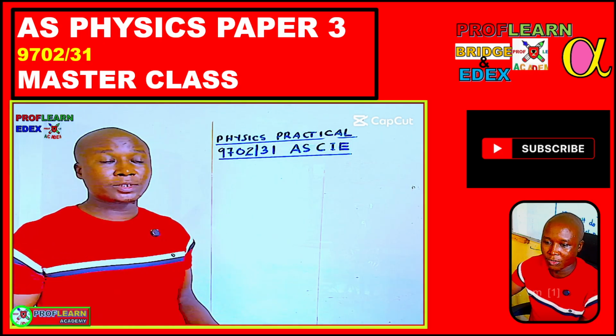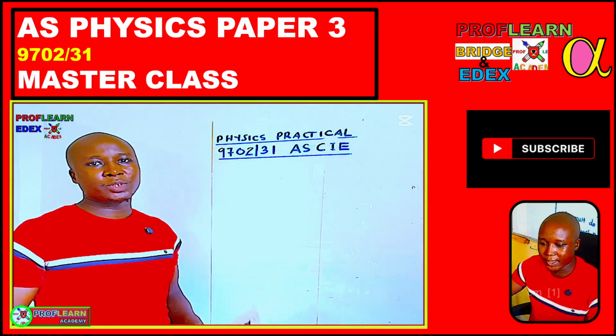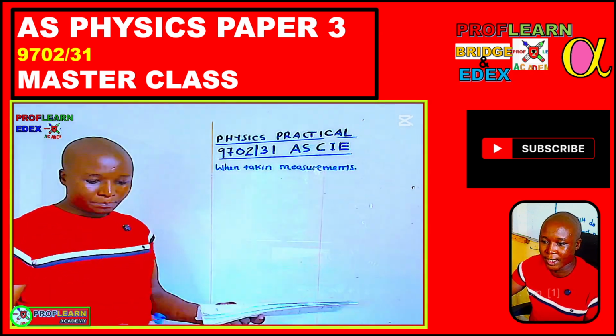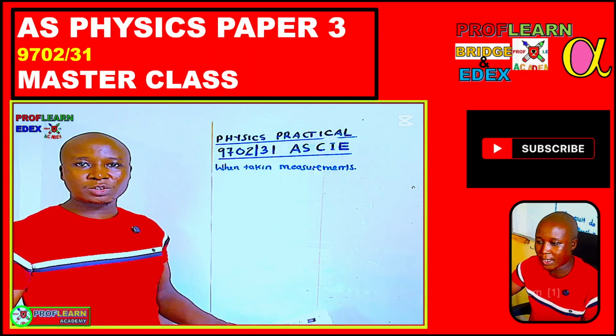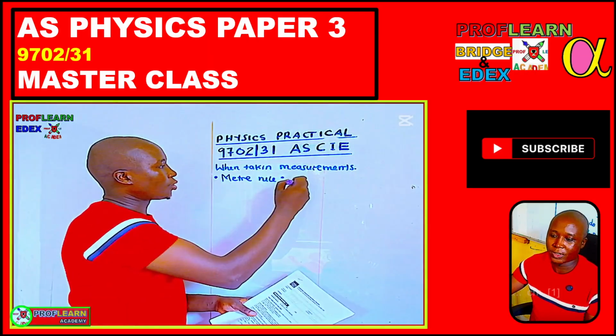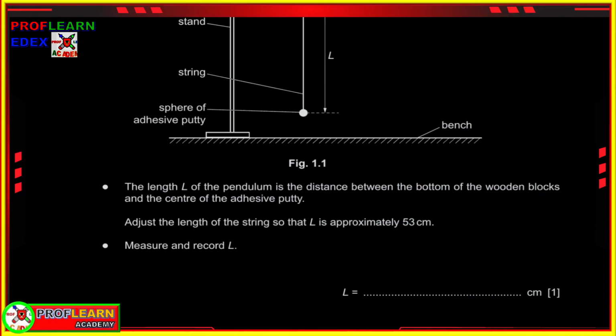In the process of working out that paper, we are going to look at how you take measurements and how you record measurements. For instance, when you are taking a measurement, you are going to use either a meter rule, a protractor, or a vernier calipers, and the number of significant figures you use is key because the examiner will be checking that.